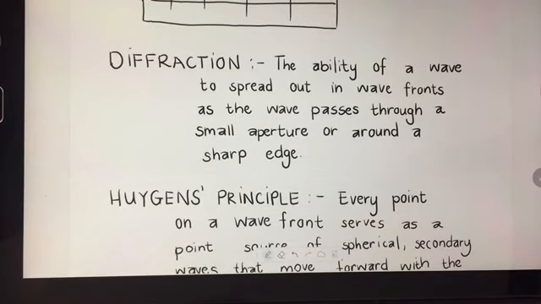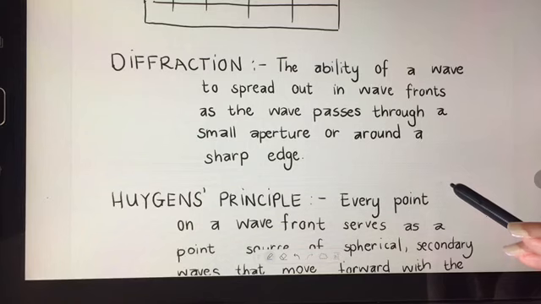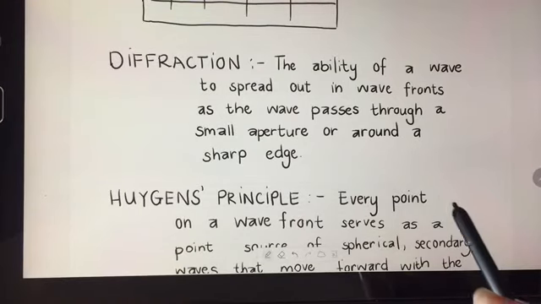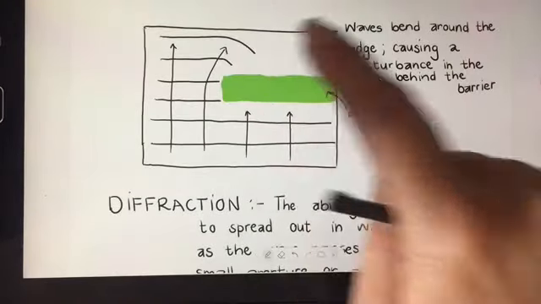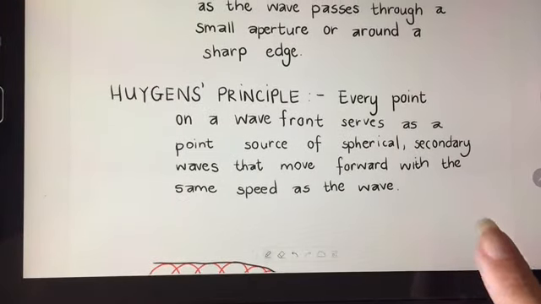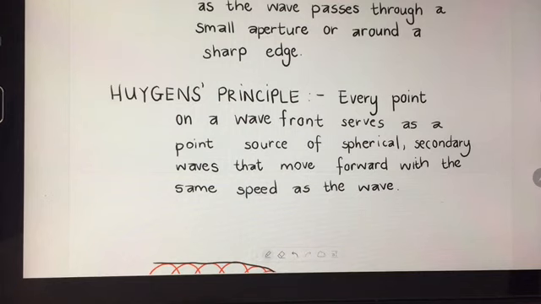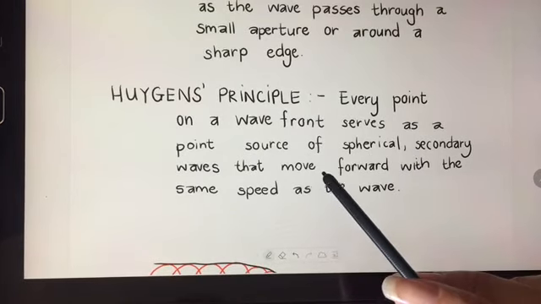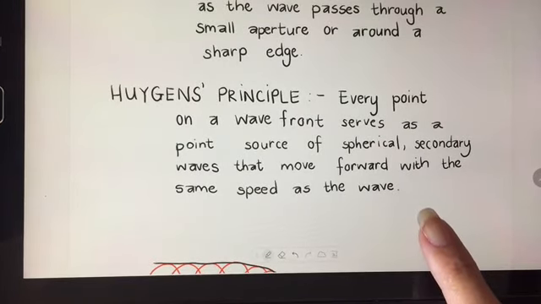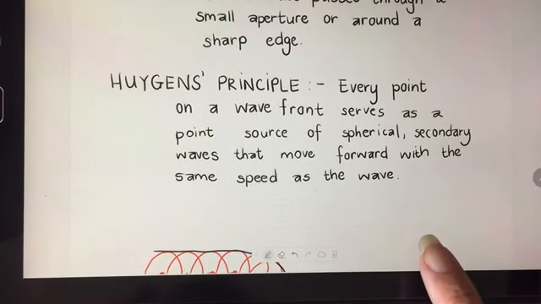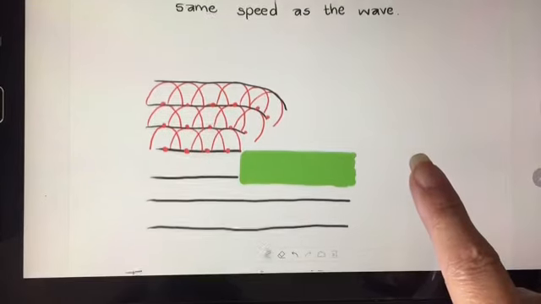So diffraction is the ability of a wave to spread out in wavefronts as the wave passes through a small aperture, a small opening in other words, or around a sharp edge, as we saw over there. To explain diffraction, we make use of something called Huygens Principle. Every point on a wavefront serves as a point source of spherical secondary waves that move forward with the same speed as the wave. And that is what I try to do over here.